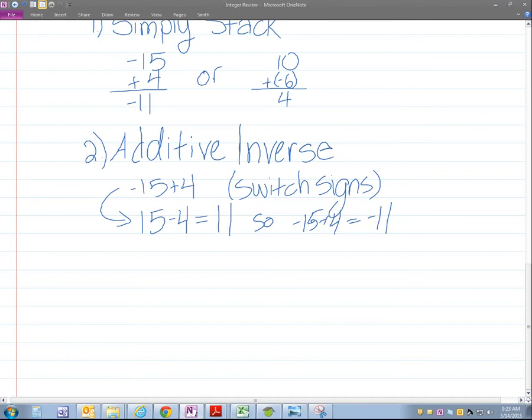That would be if the number that has the higher absolute value, you would just take away the one with the lower absolute value.